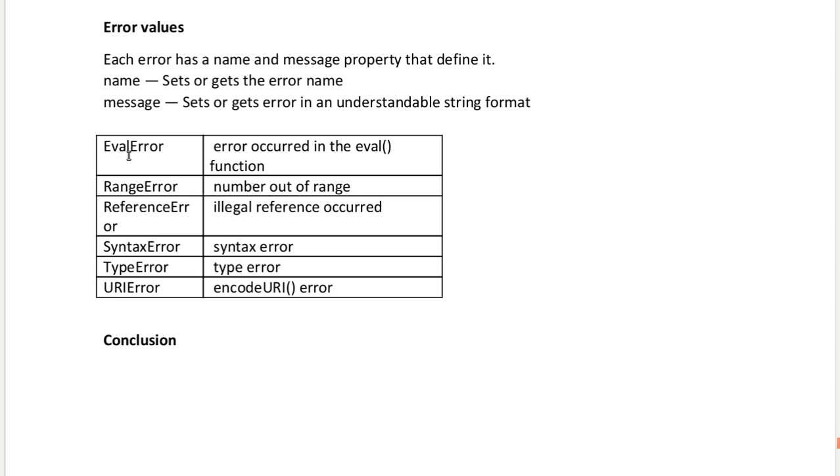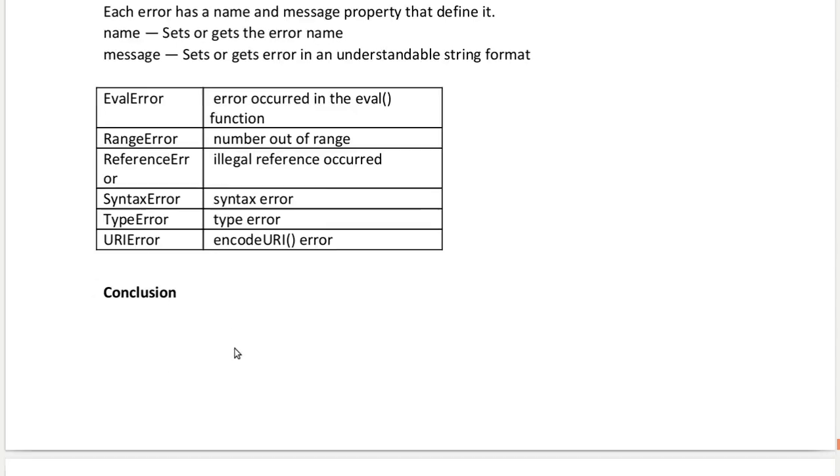Eval error: an error occurred in the eval function. Range error: number out of range. Reference error: illegal reference occurred. Syntax error. Type error. URI error: error in encodeURI.